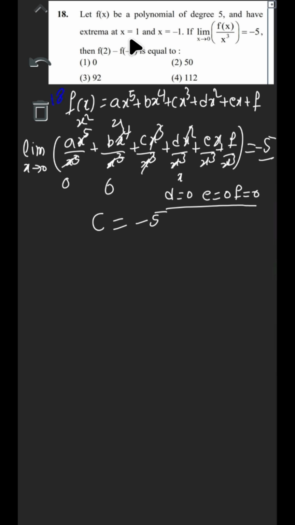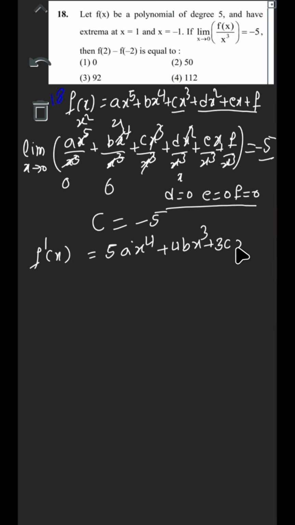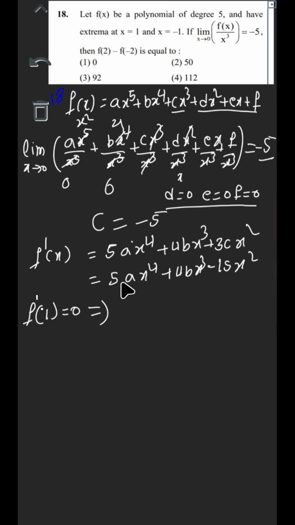Now we will use f dash of x. Always these values are 0, only the c value, a value, b value remain. So f dash of x is equal to 5a x power 4 plus 4b x cube plus 3c x square. The c value is minus 5, after substitution. But the extremum values are given, so f dash of 1 is equal to 0. That gives 5a times 1 power 4, which is 5a, plus 4b times 1 cube, plus 3c times 1 square, so minus 15.